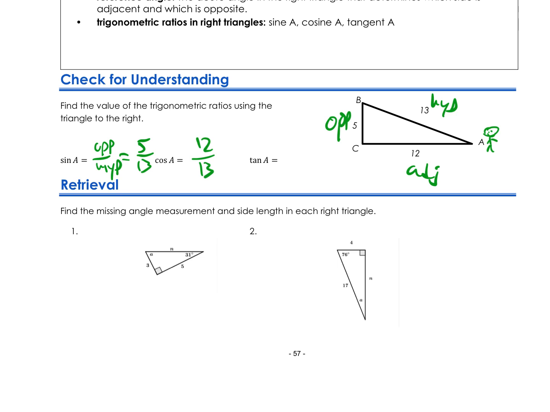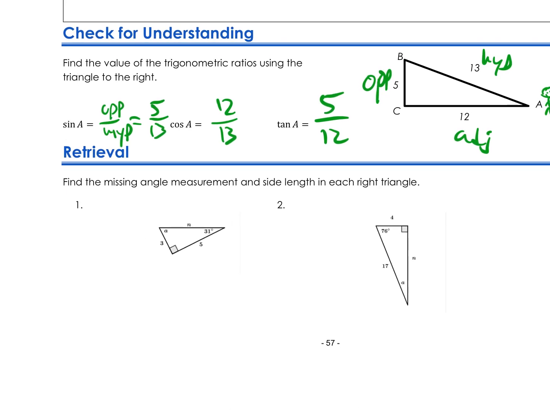The hypotenuse is always the longest side, remember. Tangent is opposite over adjacent. So tangent is the opposite, which is 5, over the adjacent, which is 12. So that's 5/12. 5 divided by 12. There you have it. Okay.